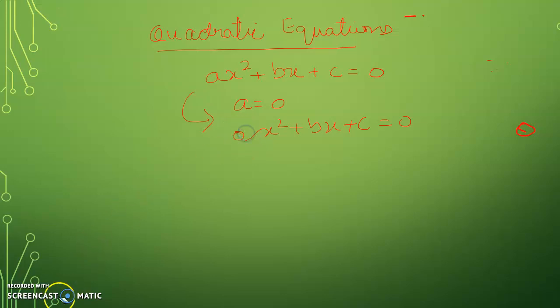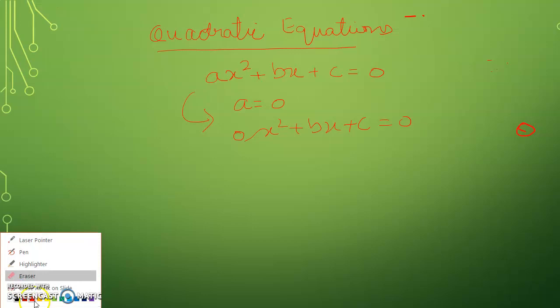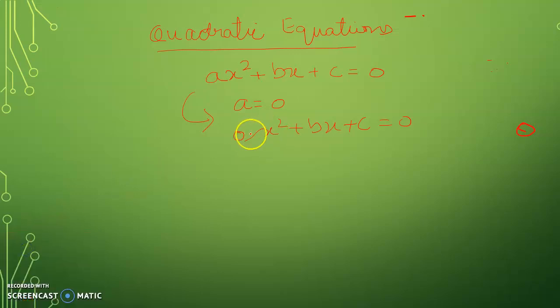Okay, so this is 0 into x square. So 0 into x square will give me 0 plus bx plus c equal to 0. So this equation has now reduced to bx plus c is equal to 0. Now it is a linear equation. It is no more quadratic. So this means the condition for this quadratic equation ax square plus bx plus c is equal to 0 is that a should not be equal to 0.